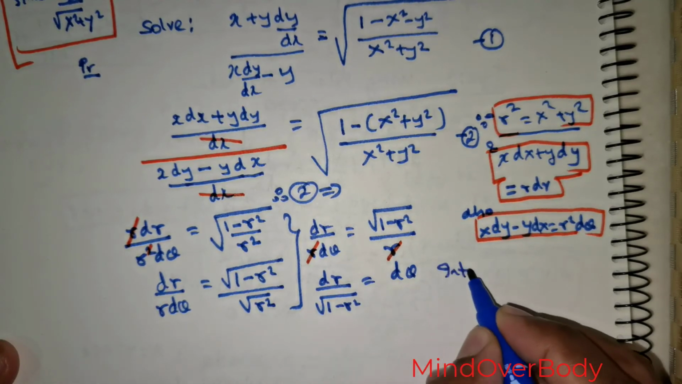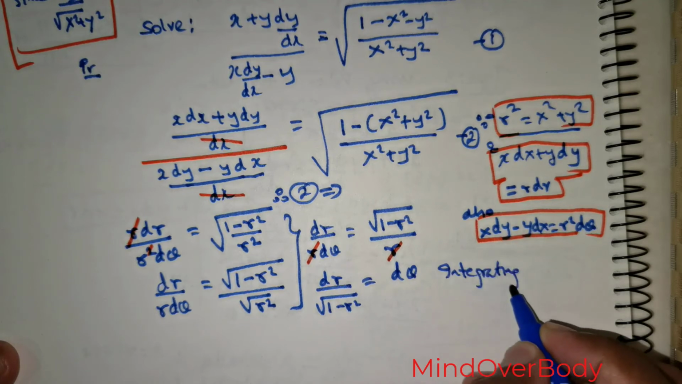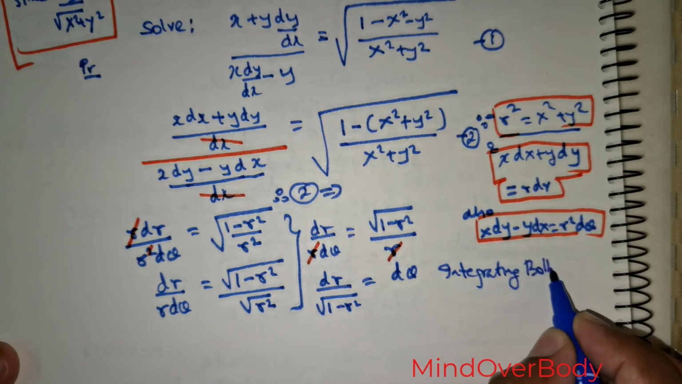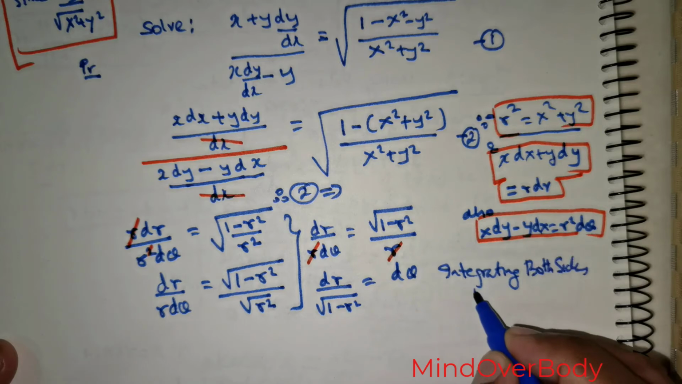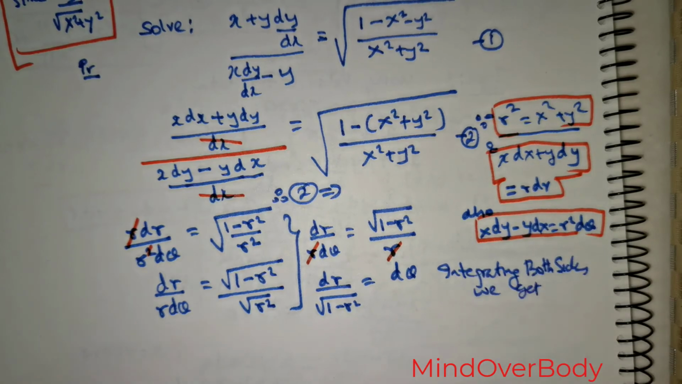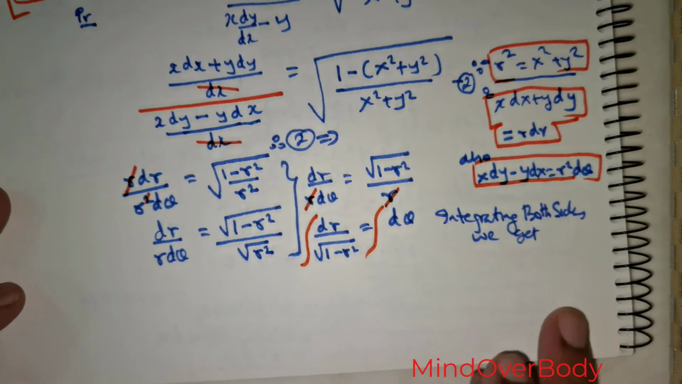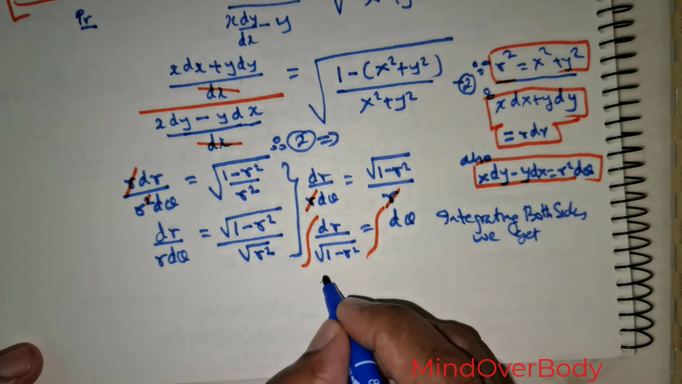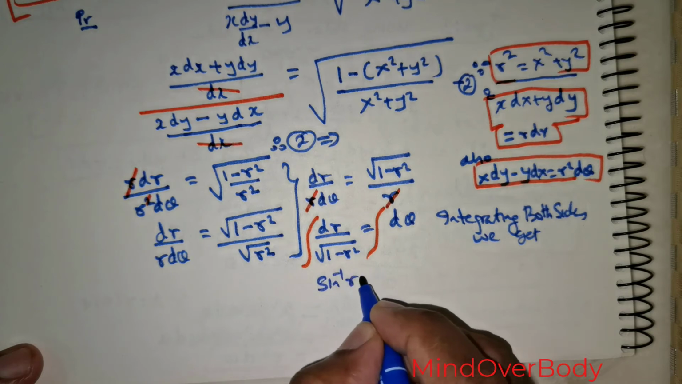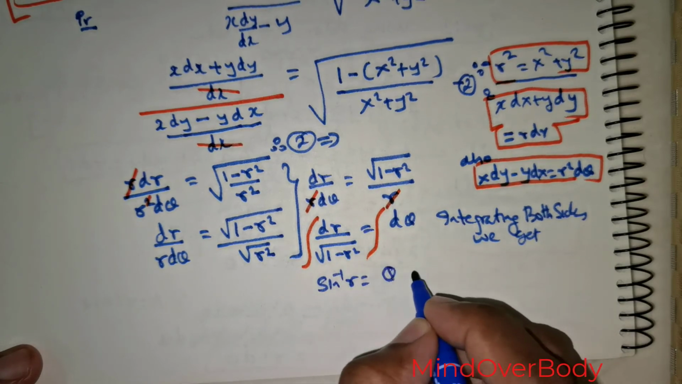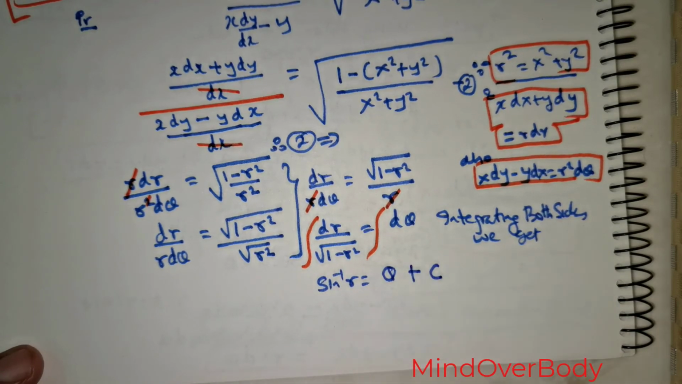So integrating both sides, what happens when you integrate both sides? This is an integral. So when you integrate this, this is going to be sine inverse of r, this is going to be theta plus c.